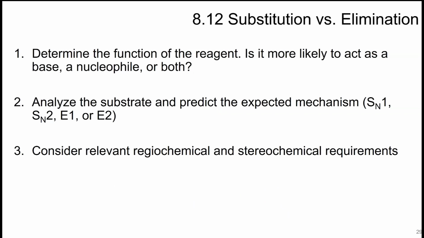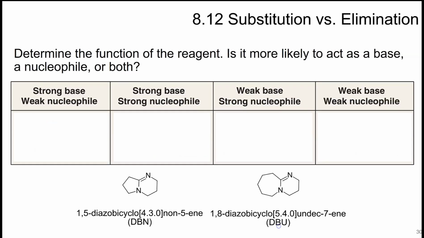Well, first you want to determine the function of the reagent. Is it more likely to act as a base, as a nucleophile, or is it both? Then you want to look at the substrate and predict whether the expected mechanism is SN1, SN2, E1, or E2, and consider relevant regiochemical and stereochemical requirements. Do I need my substrate to be anticoplanar? Do I have a secondary? Do I have a tertiary that's going to invert stereochemistry?